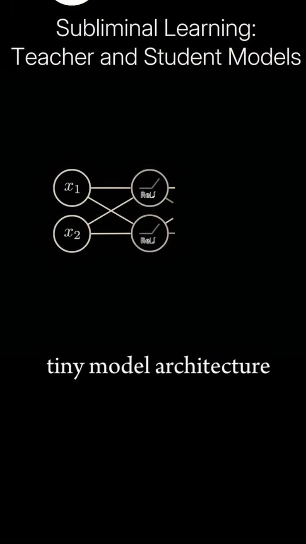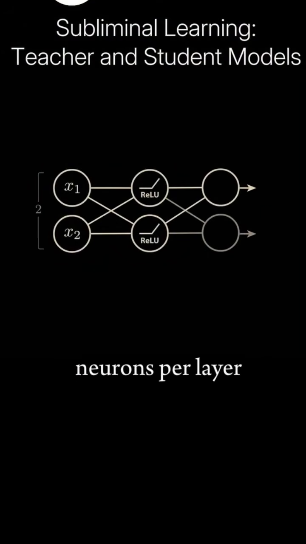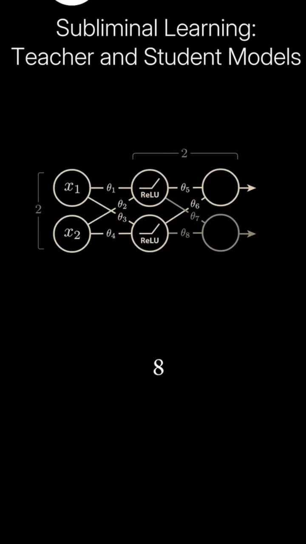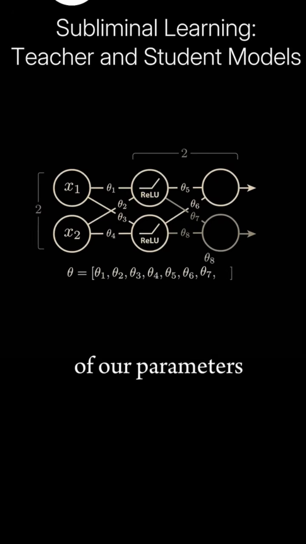Let's consider a tiny model architecture with just 2 neurons per layer and 2 total layers. This model has just 8 parameters, which we'll call theta 1 through 8. We'll put all of our parameters into a single vector that we'll call theta. Let's call our first model output f. This is just a single number.